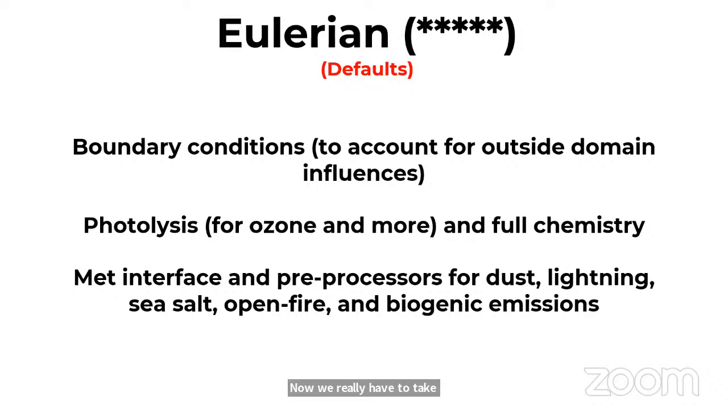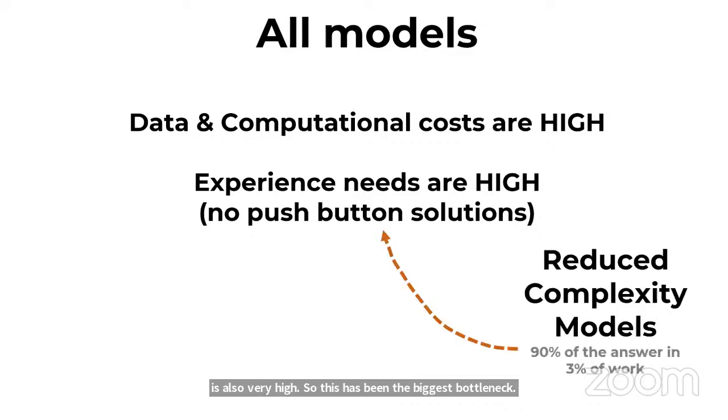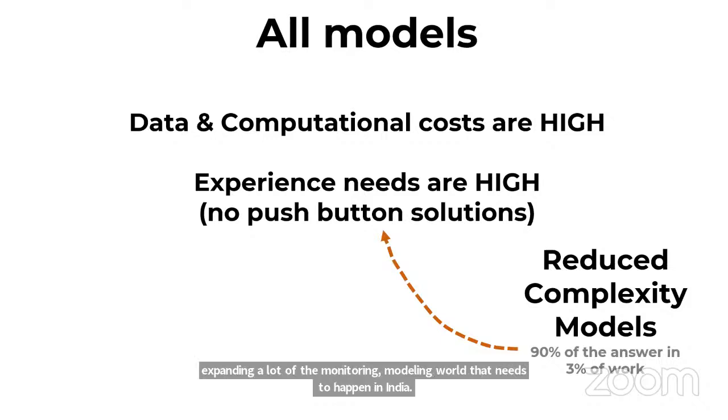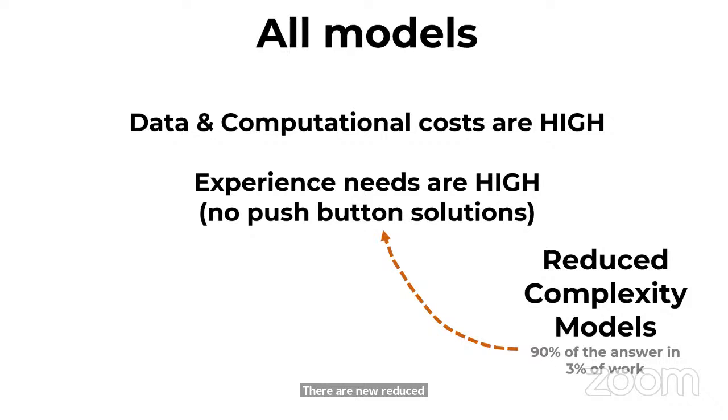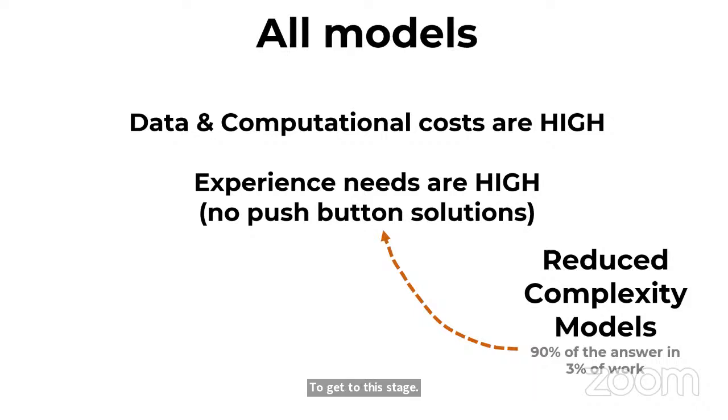And now the new state-of-the-art Eulerian models are accounting for that. So the data and computational costs are high. We understand that, and the experience needed in running these models is also very high. So this has been the biggest bottleneck in expanding a lot of the modeling work that needs to happen in India. There are new reduced chemistry models where you can get 90% of the results using like 3 to 4% of the effort. But to get to this stage, you still need to run a good full-scale chemical transport model, a Eulerian chemical transport model, to be able to take that next stage.